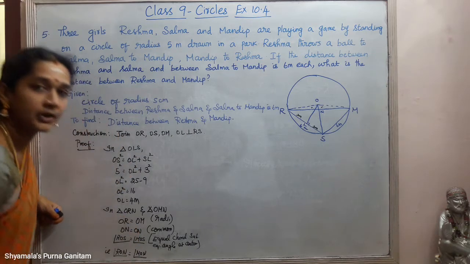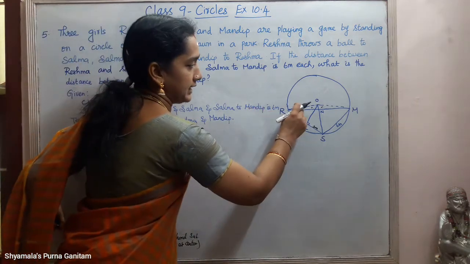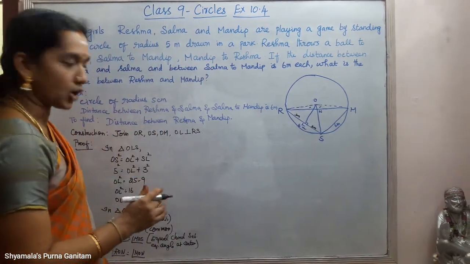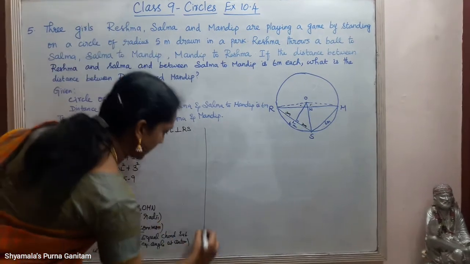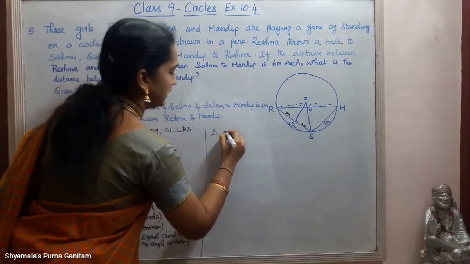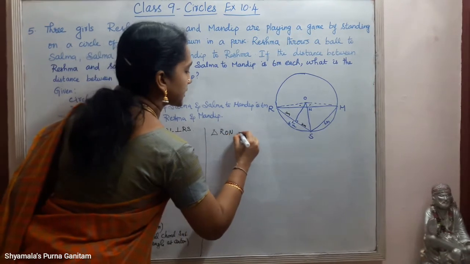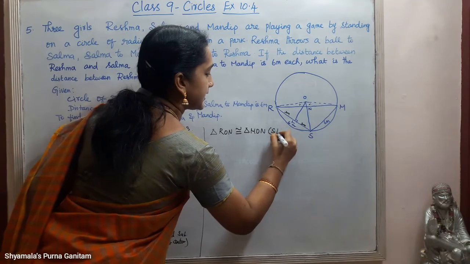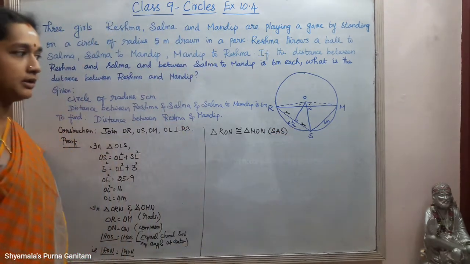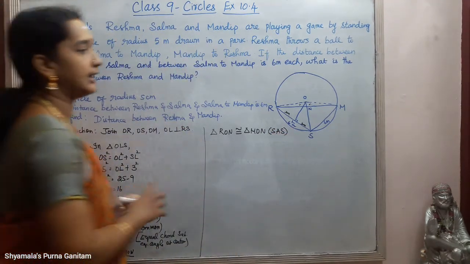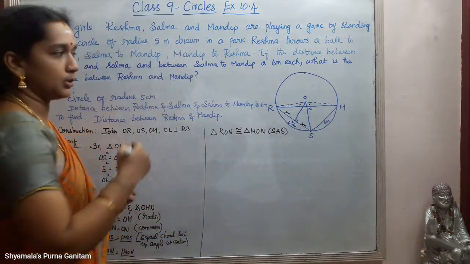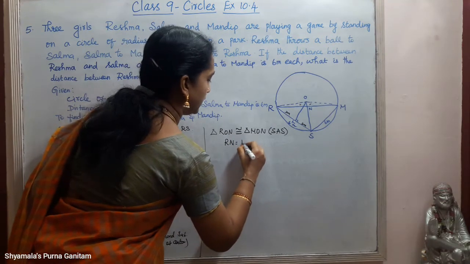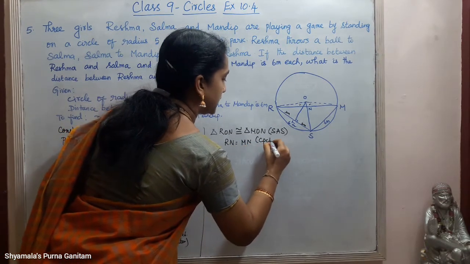That is okay. So by SAS, this side and this included angle, by SAS congruency we can say that triangle RON is congruent to triangle MON. Two sides and one angle, that congruency we can say that these two triangles are equal. So by CPCT we can say that RN is equal to MN.